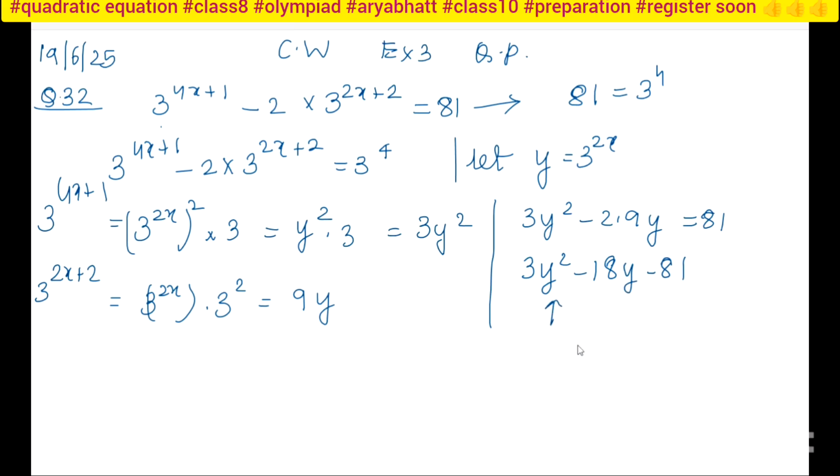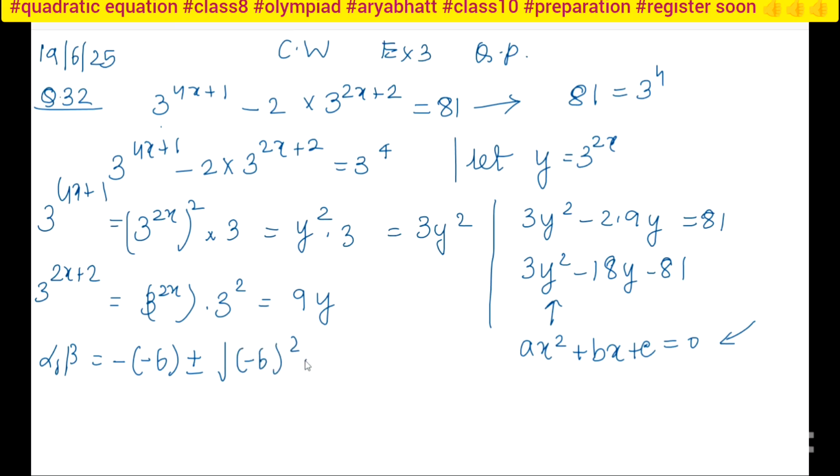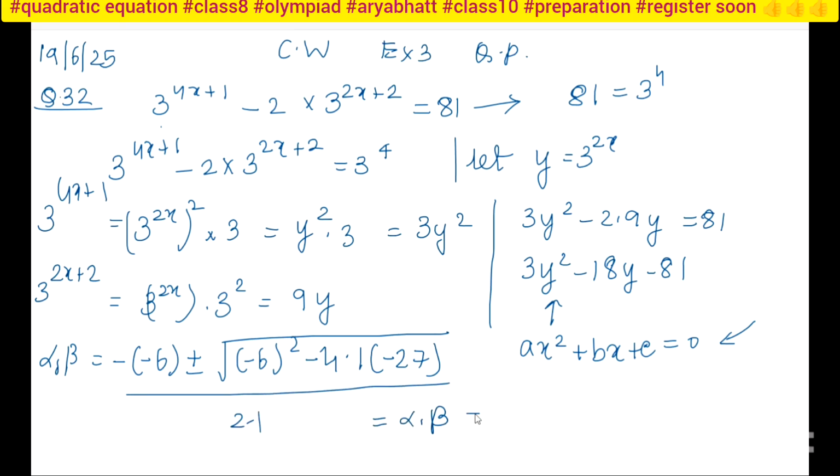Okay, now I will compare it with the standard equation ax square plus bx plus c is equal to 0. I apply the discriminant rule. So finally what I will get? Alpha and beta. So alpha beta is equal to minus of minus 6 plus minus under root of minus 6 whole square minus 4 into 1 into minus 27 under root, right? Divided by 2 into 1. So I can get alpha beta is equal to 6 plus minus under root of 36 plus 108, divided by 2. So I get alpha is equal to 9 and beta is equal to minus 3.